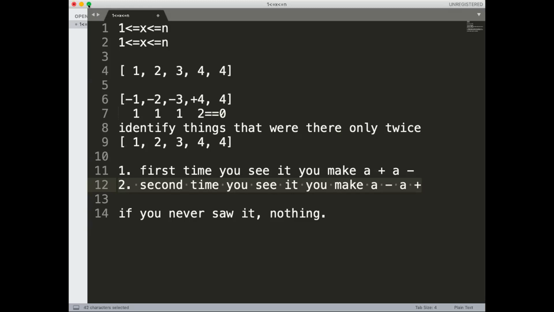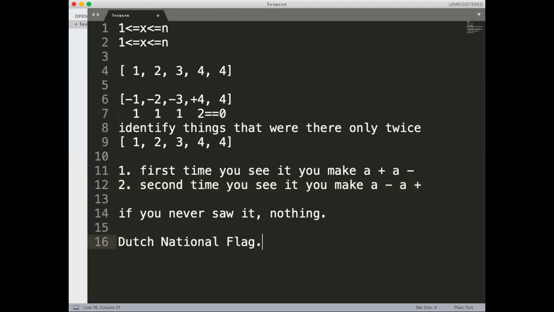There is another question which uses a similar thing. Do you know what the Dutch national flag problem is? Can anyone explain this question?